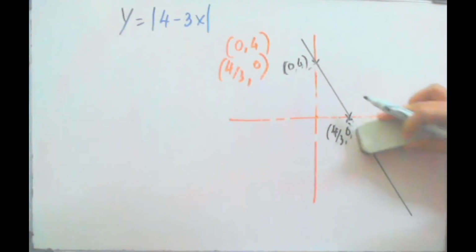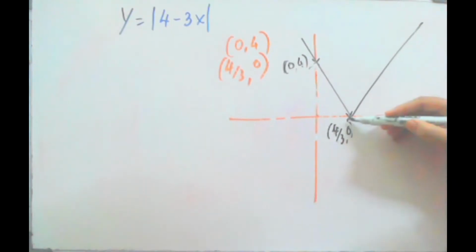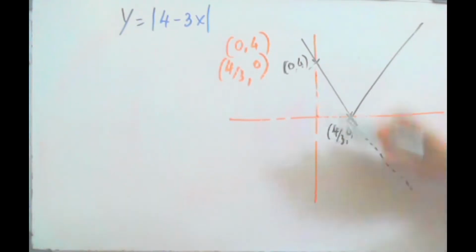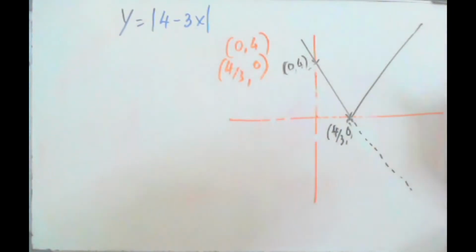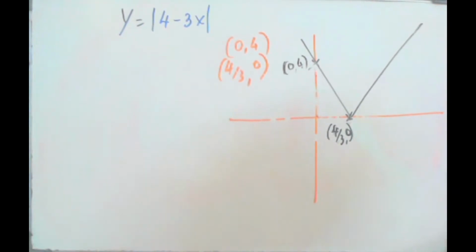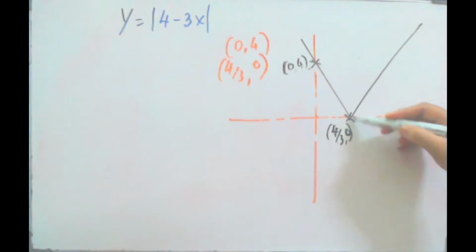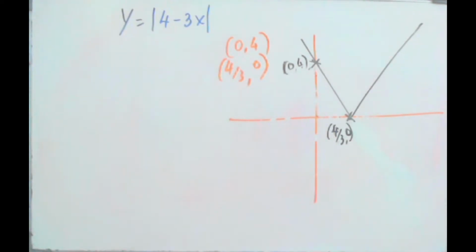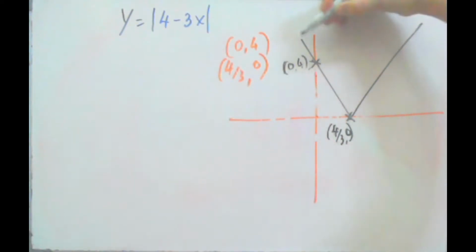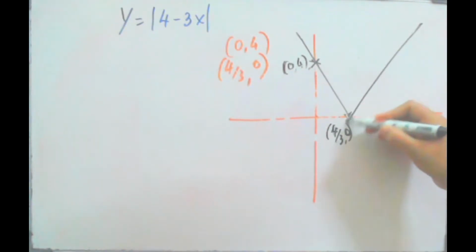So this one will look like this. It was this way, it just gets reflected back. So when the modulus is introduced, the graph looks like this. Okay, so this is the graph. You have to draw the graph and you have to state the intercepts. One intercept is (0, 4), another one is (4/3, 0). So this is the answer for 2A. You have to show this perfect V shape with the vertex at this point.